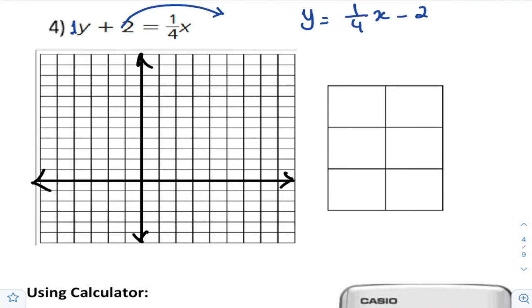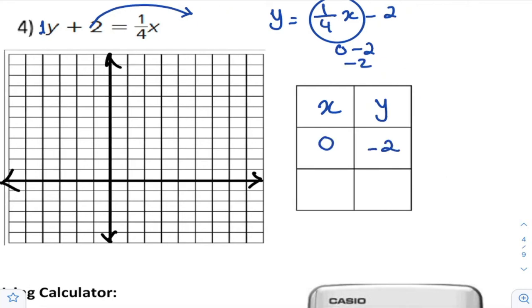Now choose the points as we have learned. 0 is a nice one. 0 times anything is 0. 0 minus 2 is minus 2. So if x is 0, then y is minus 2.